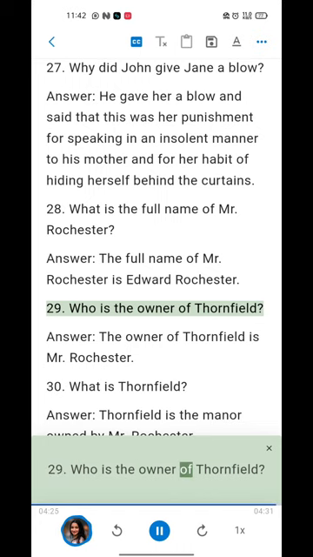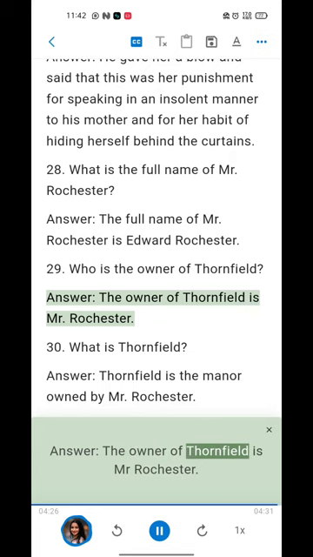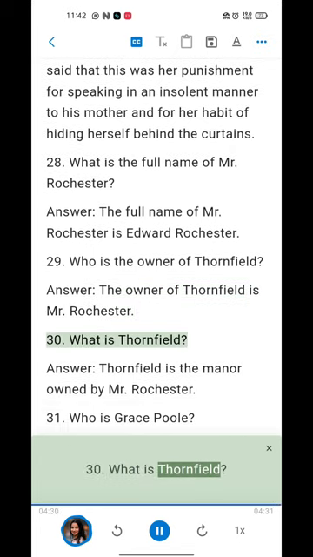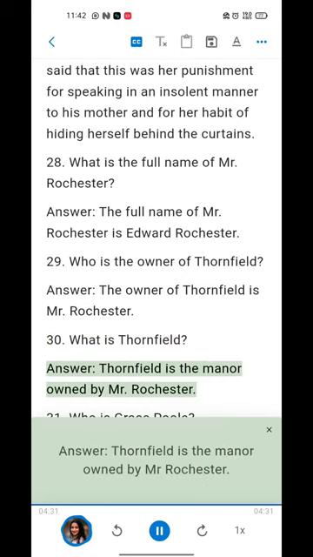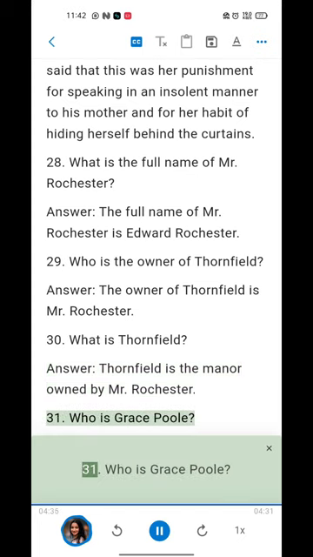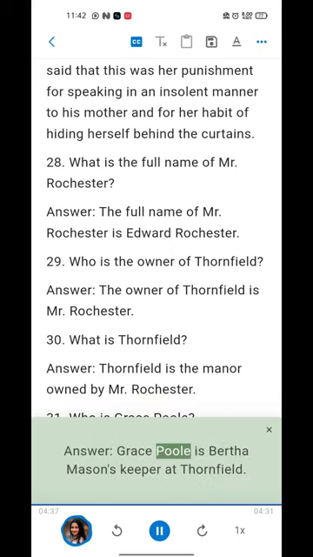29. Who is the owner of Thornfield? Answer. The owner of Thornfield is Mr. Rochester. 30. What is Thornfield? Answer. Thornfield is the manor owned by Mr. Rochester. 31. Who is Grace Poole? Answer. Grace Poole is Bertha Mason's keeper at Thornfield.